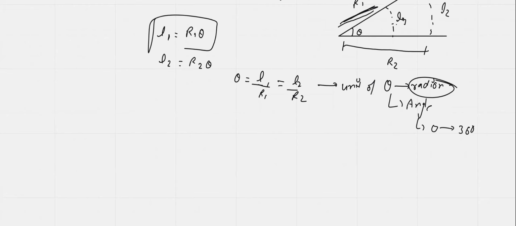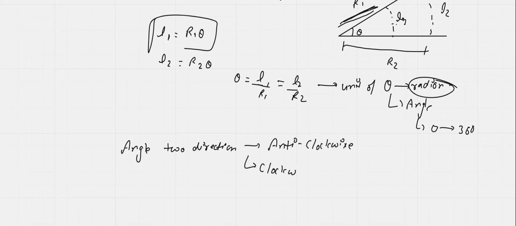Now, an angle can have two directions. What are those? Anti-clockwise and clockwise. I won't say which one is negative or which one is positive. Why? Because it's up to us. In general, anti-clockwise is taken as positive, not always, but it depends on the reference. We can change it on the basis of reference. Clear till here? Yes, sir.